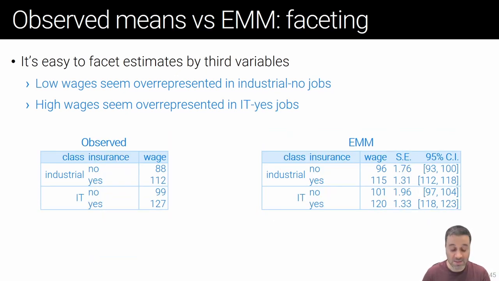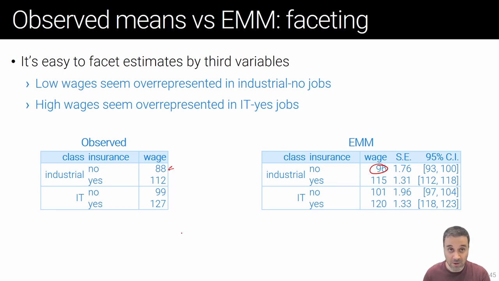Let's see another example of faceting. Here we're looking into differences between having insurance or not, and we're again going to facet by the job class, industrial or IT. What we see is that the low wages seem to be overrepresented in industrial no insurance jobs. This 88 might be overrepresented in the data, because once we start controlling for other factors and for the imbalance, that 88 turns into 96. That's a very big difference.